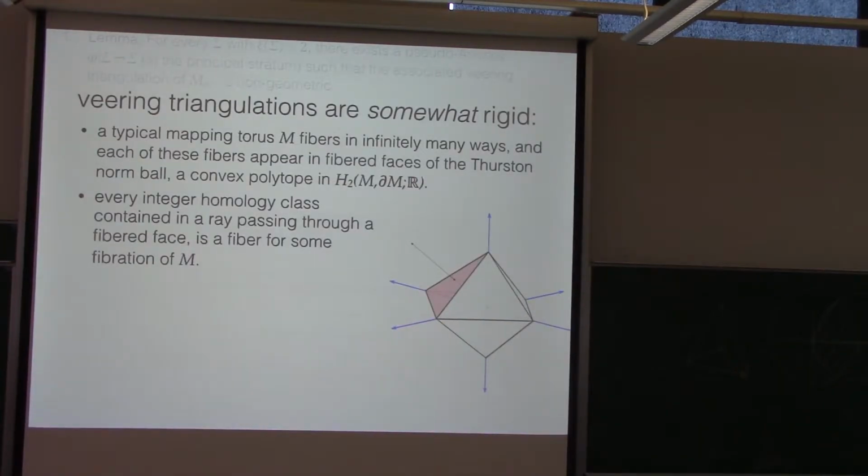And so for that, we need to digress a little bit into something that Echo talked about the other day, which is the Thurston norm ball. So veering triangulations are somewhat rigid in that there are finitely many for any, I should say layered triangulations, there are finitely many for any mapping torus. So a typical mapping torus fibers in infinitely many ways, and each of the fibers appears in a fibered face of the Thurston norm ball. Excuse me. So this is a convex polytope in second homology.